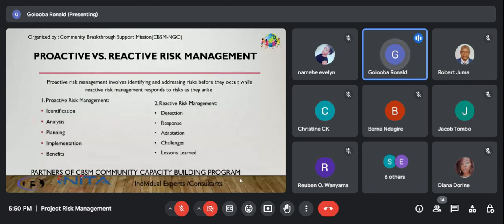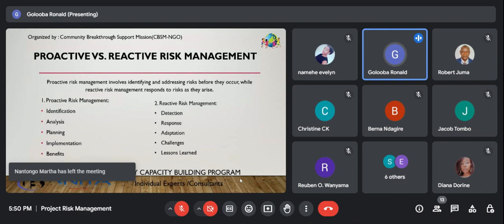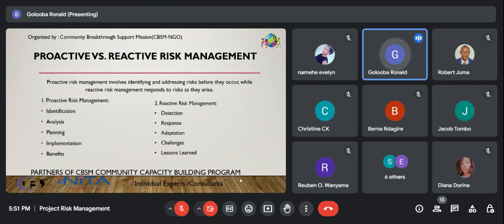So while we are still trying to understand project risks, we also have to understand some paradigms behind risk management. And like I said, with this, we have proactive risk management, which involves identifying and addressing risks before they occur. There are people that have that stance, while there is also another stance on reactive risk management, which responds to risks as they arise.